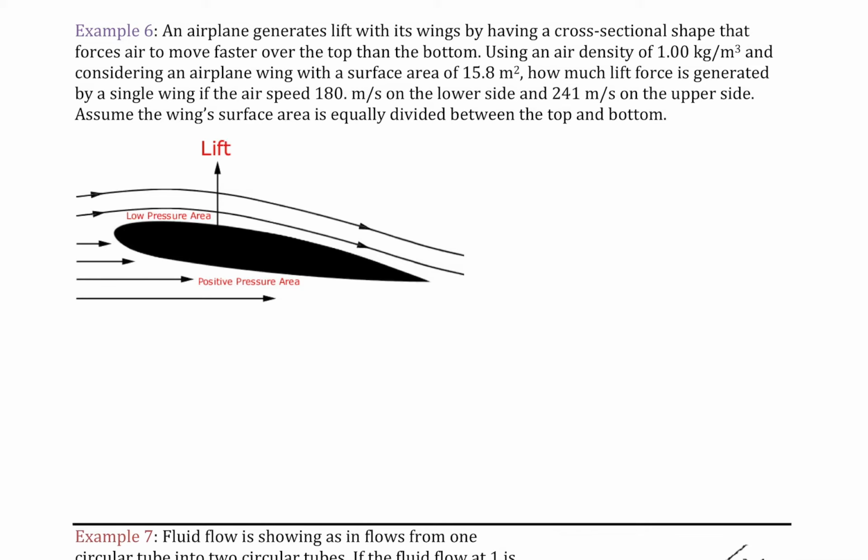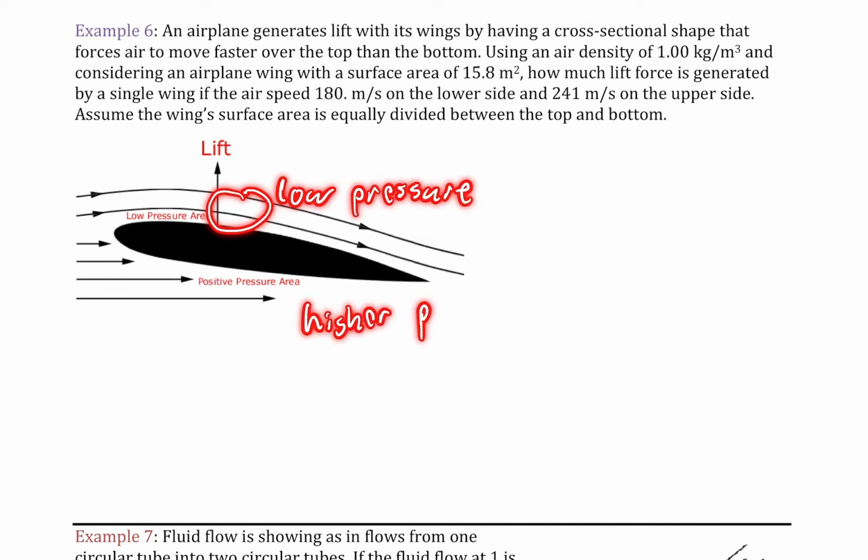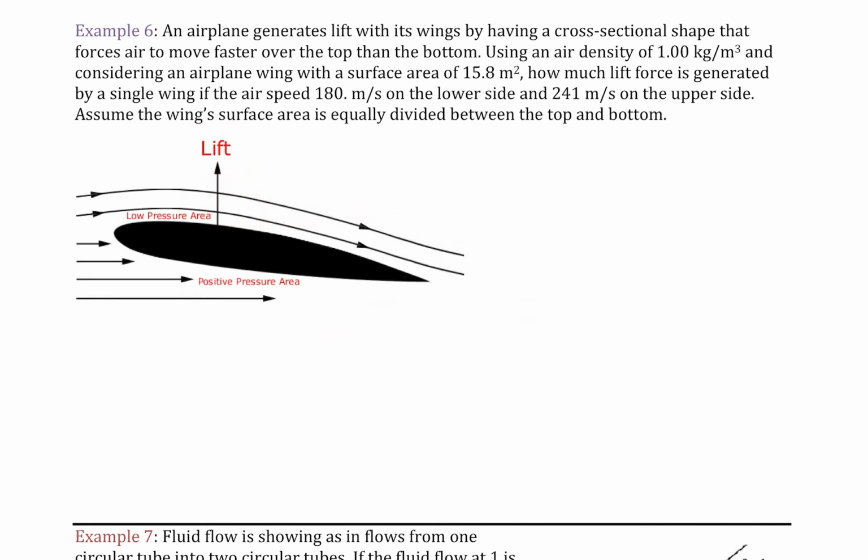An airplane generates lift with its wings by having a cross-sectional shape that forces air to move faster over the top than the bottom. So if you have faster air over the top, that means you have low pressure up top, and you have what? Higher pressure on the bottom. Well, if you have higher pressure on one side and lower pressure on the other side, where do you think the force points? The force, of course, points towards the low pressure region. That's lift. It's pretty neat.